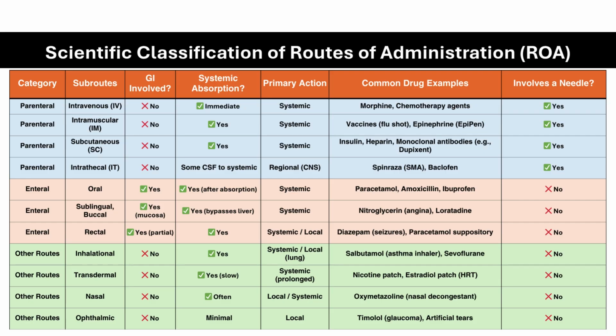Subcutaneous is just under the skin, into the fat layer. It's used for drugs like insulin, and some of the monoclonal antibodies are also injected via the subcutaneous route of administration.